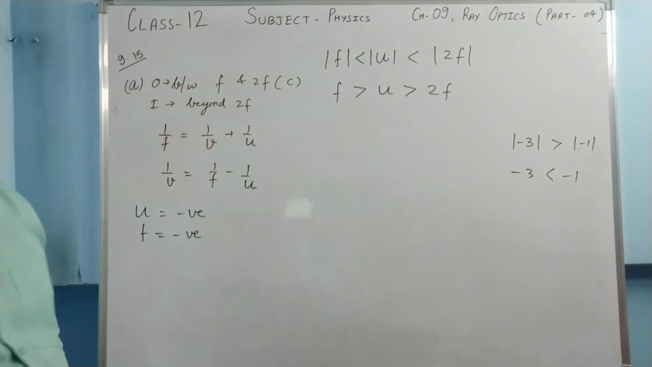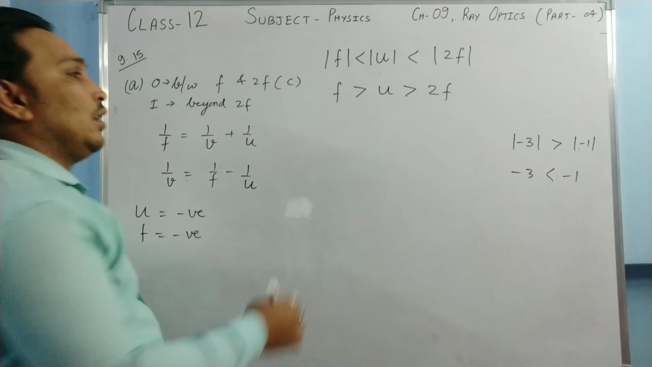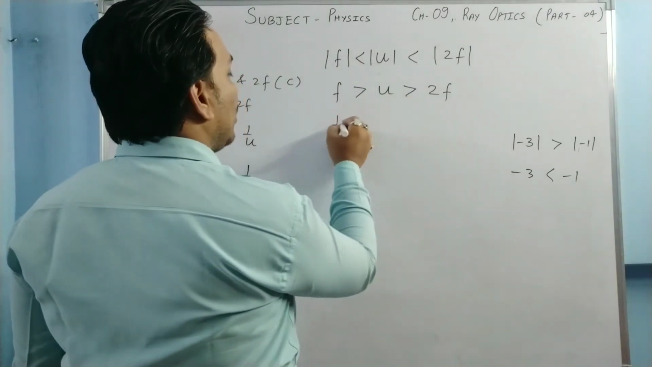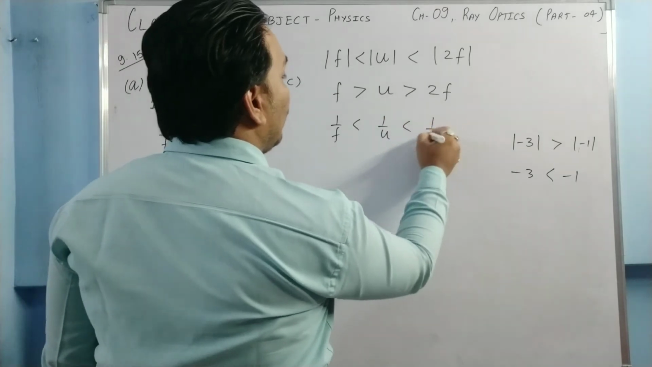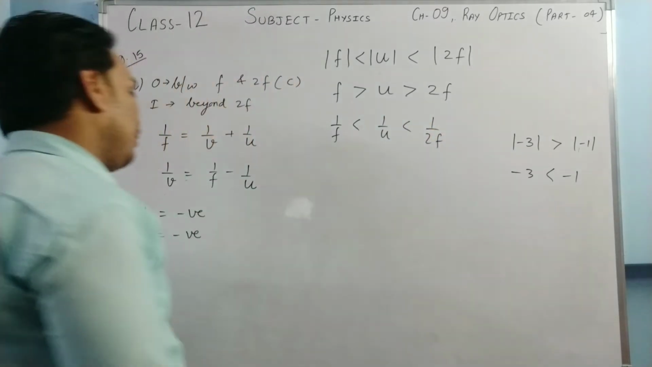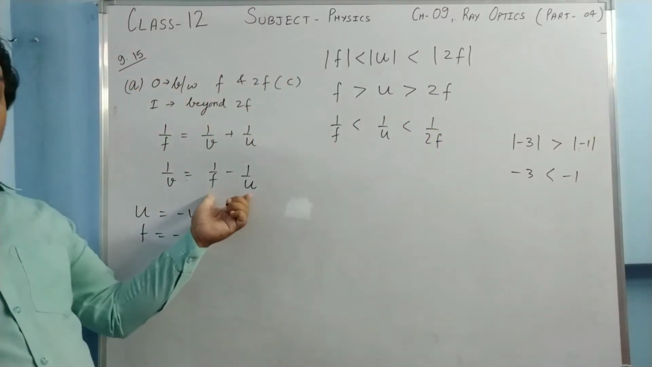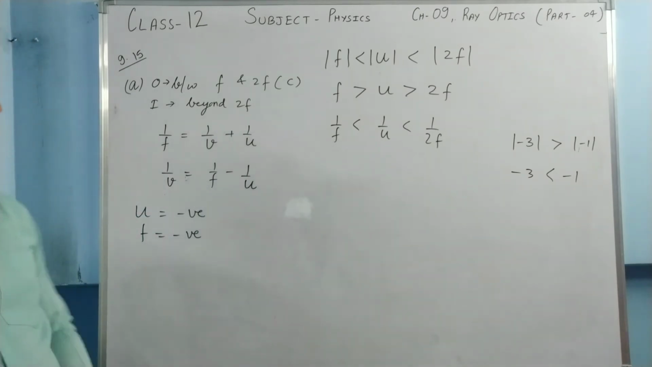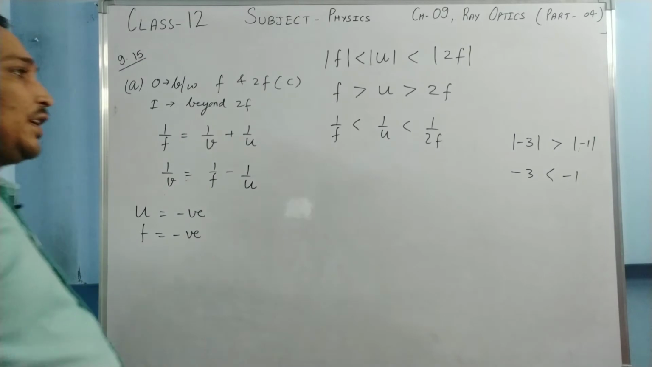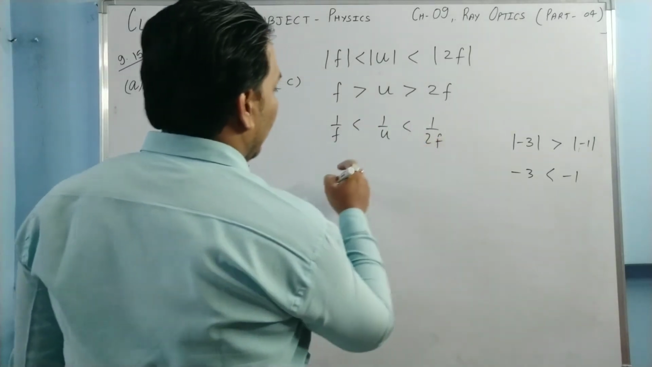Is it clear? Now what I'm going to do? I'm going to take the reciprocal, so again that inequality will change. 1 upon f is less than 1 upon u is less than 1 upon 2f. Now just remember this thing. We need to bring this thing in the middle. For that, we have to put a negative sign, and because of that, again that inequality changes.